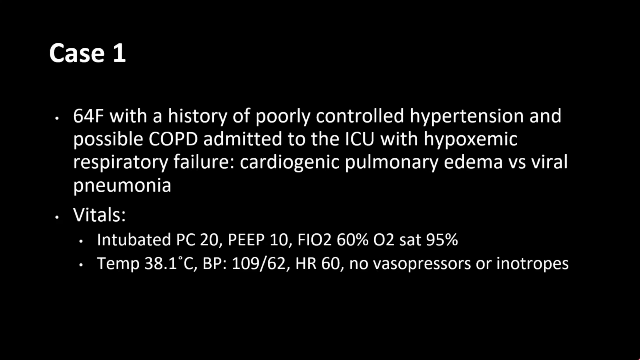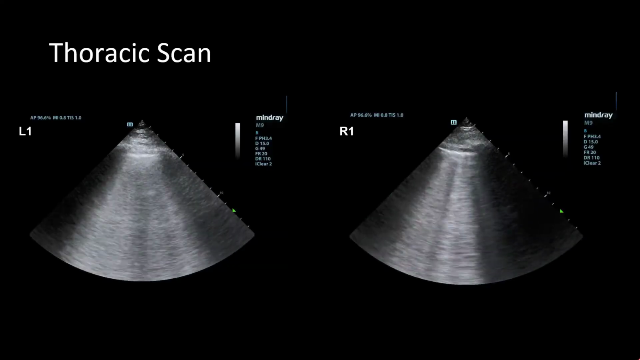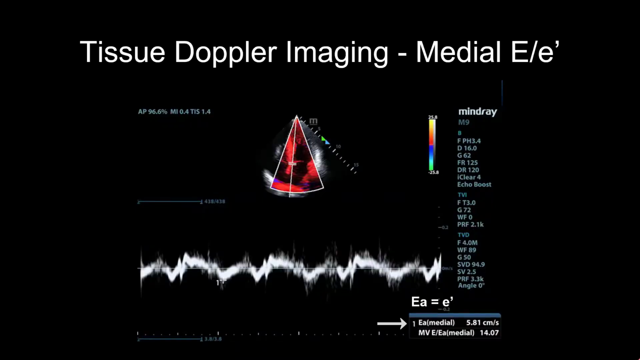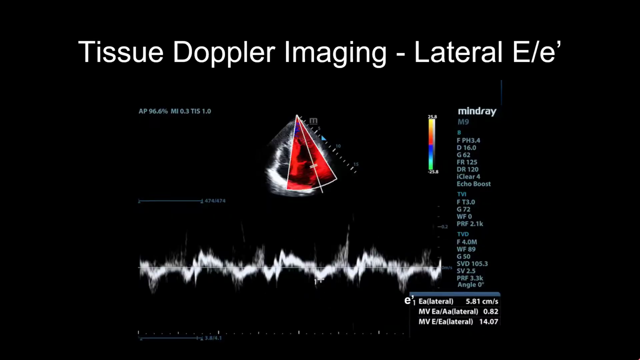So as you'll recall, case 1 was a 64-year-old woman with poorly controlled hypertension, possible COPD, admitted with hypoxic respiratory failure, and the question was whether she had cardiogenic pulmonary edema or viral pneumonia. So you'll remember her thoracic scan showed anterior B lines. Pulse wave Doppler of mitral valve inflow shows an E of 81 centimeters per second. Tissue Doppler imaging on the medial side shows an E prime of 5.81. The lateral E prime was 5.81 as well, and so the E over E prime was 14. So this is elevated left atrial pressure, and this patient was diagnosed with cardiogenic pulmonary edema, and she was diuresed.